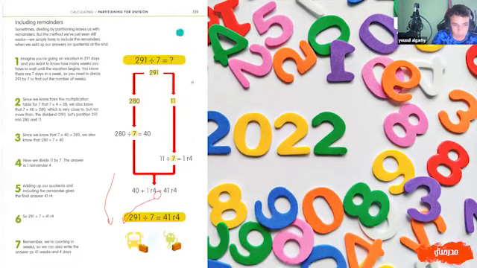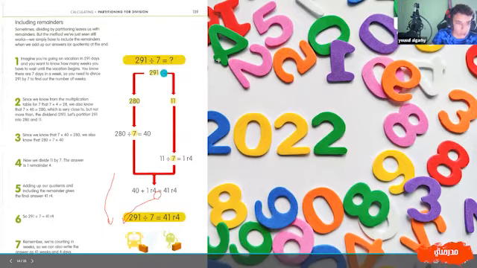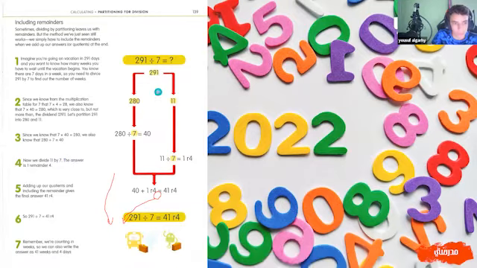Let's go to this one. So this one's a bit harder, okay? We have 291 divided by 7. All right, so we're going to take 280 and put it here, and take 11 and put it here.